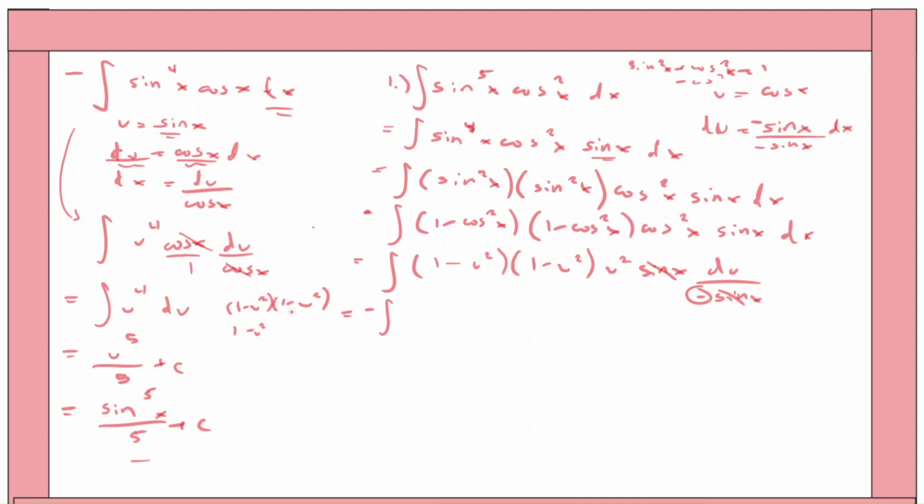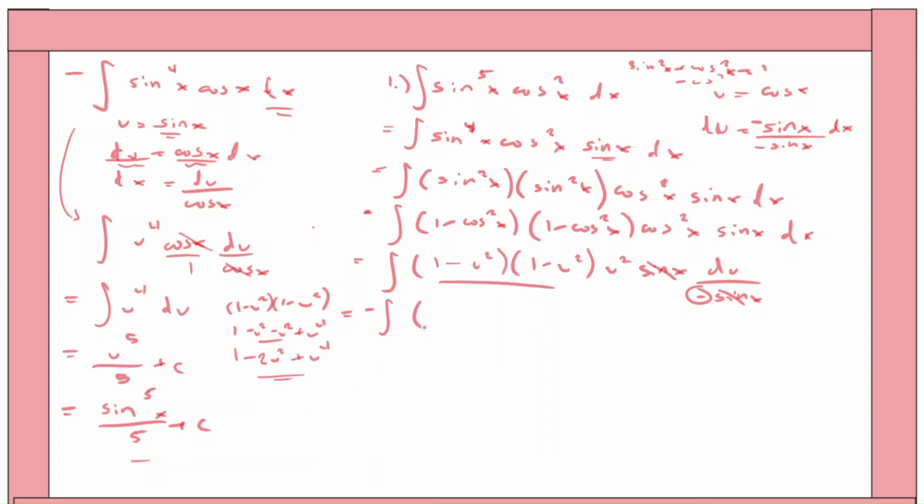Negative u squared times 1 is negative u squared, and negative u squared times negative u squared is positive u to the fourth. If we combine like terms, these two negative u squareds turn into negative 2u squared, and then this is u to the fourth. So all of this is the little FOIL we did here.